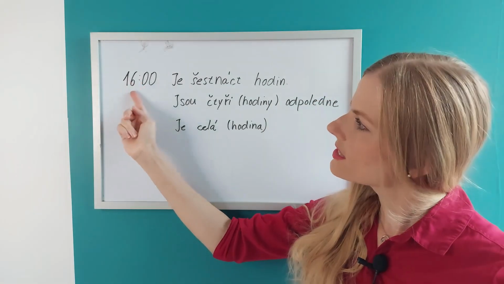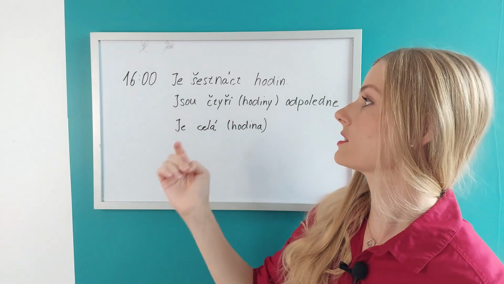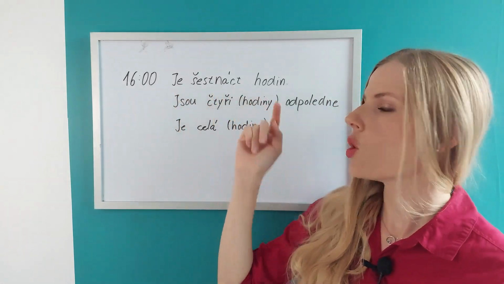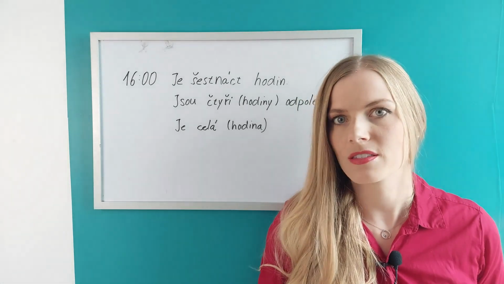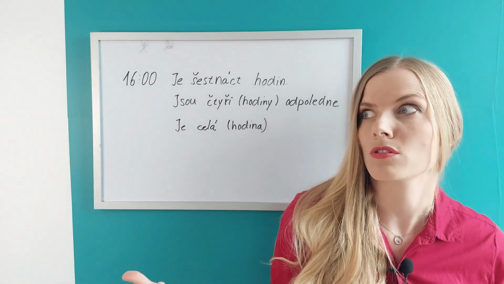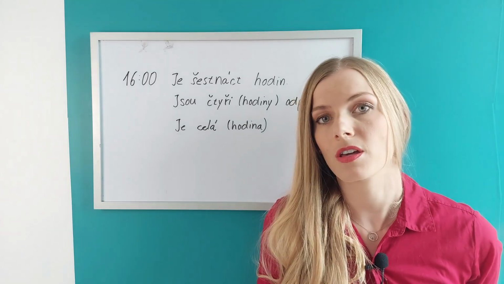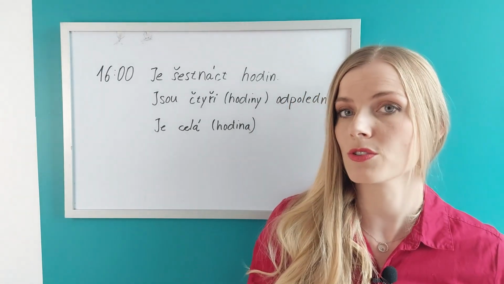So, when it's 4 p.m. in Czech, we could be precise and we could say the digital time. Je 16 hodin, which means it's 16 hours. You would use this if you need to be precise. For example, you could hear this on the radio. They would say je 16 hodin.